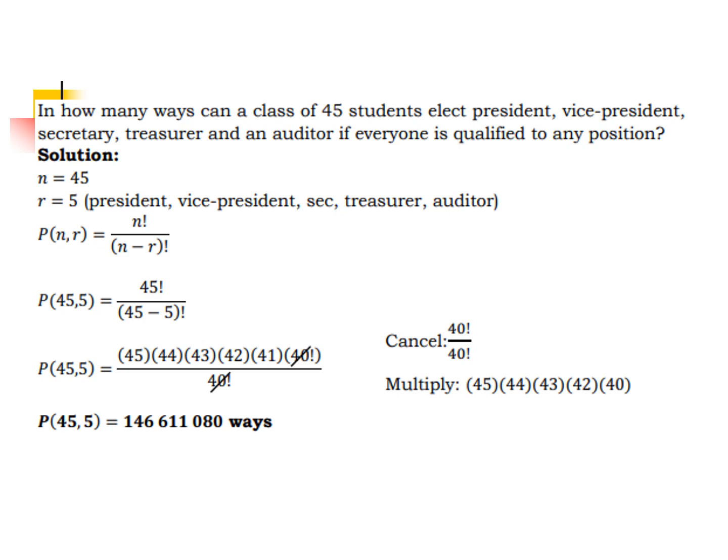In that way, mas madali because you can just cancel 40 factorial in the numerator and the 40 factorial in the denominator. Okay? Now, it will be much easier to multiply 45, 44, 43, 42, and 41, in which you will get 146,611,080 ways. Okay? By the way, merong clerical error dito sa ating number dito sa kabila, that is supposedly 41 instead of 40.